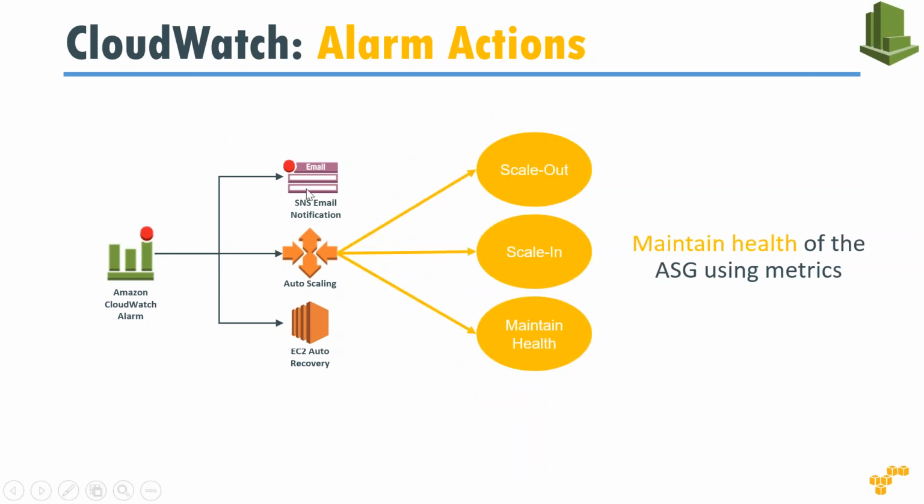If you send it to auto scaling instead from CloudWatch, you have these three options that you can check out. That is scaling out events, scaling in events, or maintain health check. Just ensuring that auto scaling is maintaining the required number of resources at the desired level.